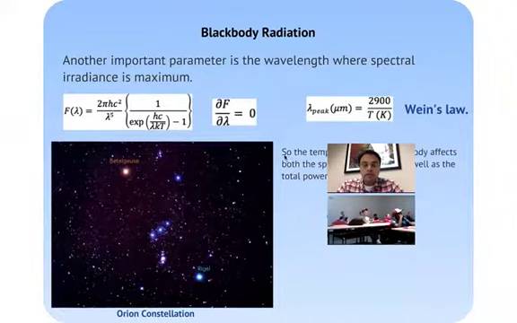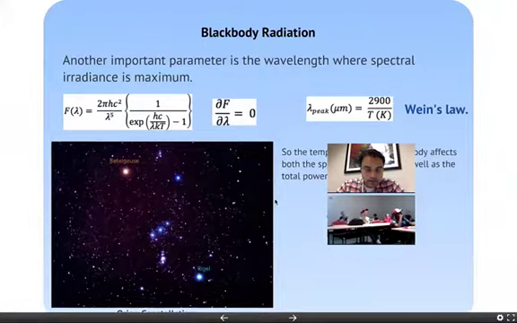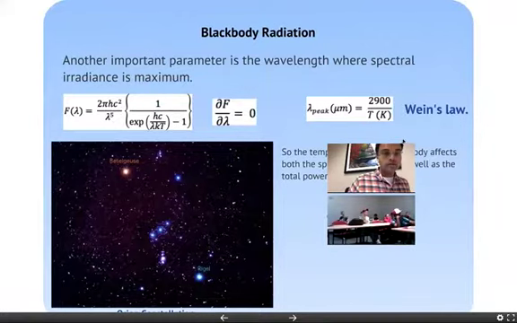Just to summarize what we have learned in the last 2 slides, the temperature of the black body affects both the spectral distribution as well as the total power density emitted. So the hotter the black body, I get more power density out, and I go to shorter wavelengths in terms of its peak emission. Let's try to apply this law in a very simple case. This is an actual color photograph of the Orion constellation. Let's compare these 2 stars, Betelgeuse and Rigel. I want you to think about which star is hotter by just looking at this picture and applying Wien's law.